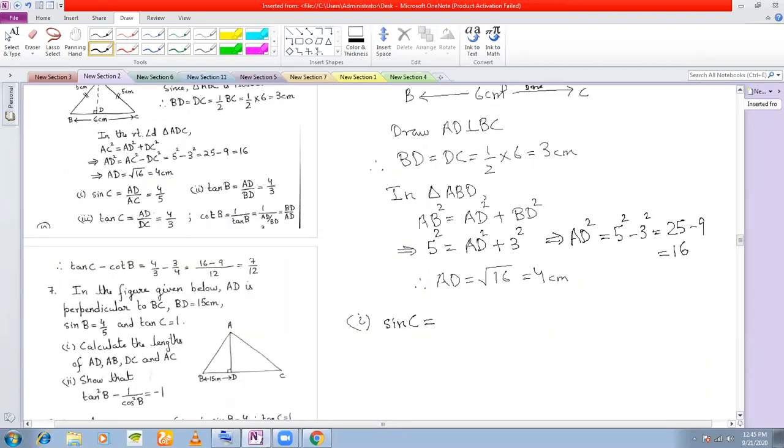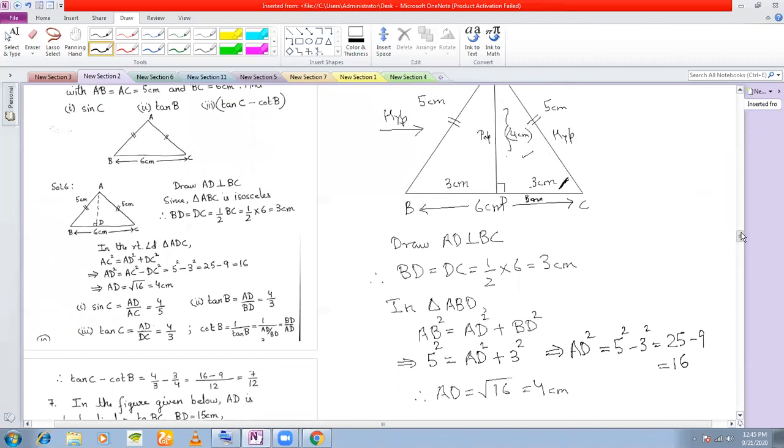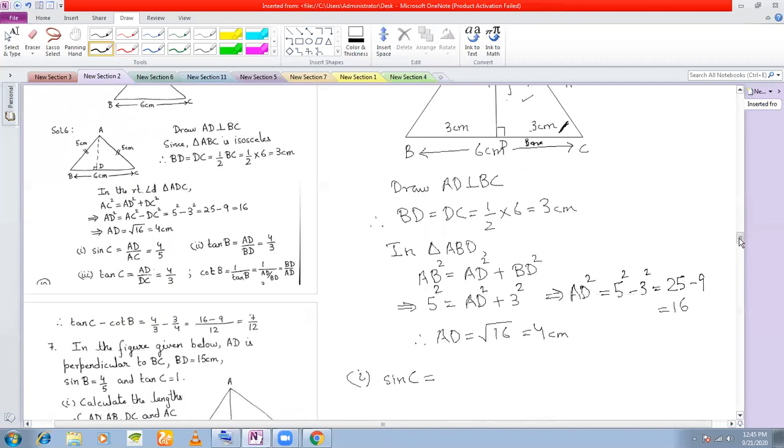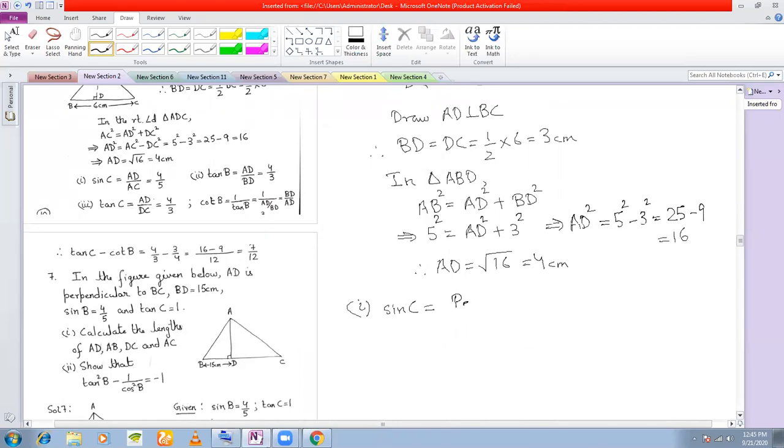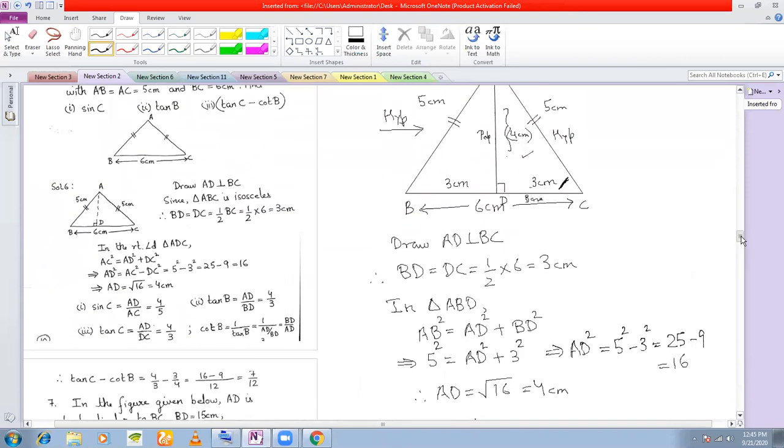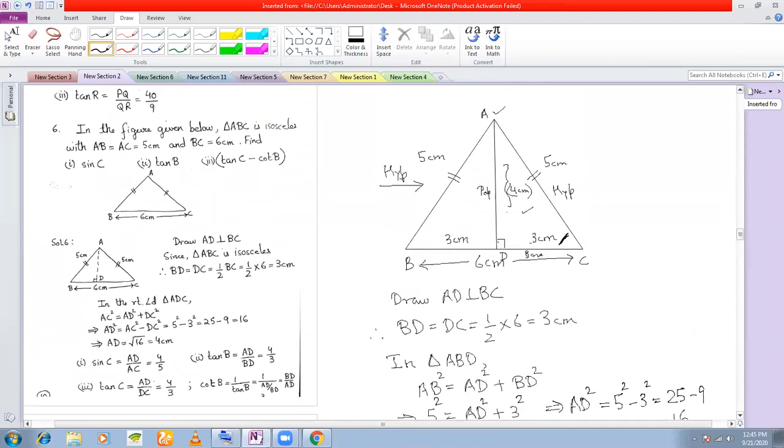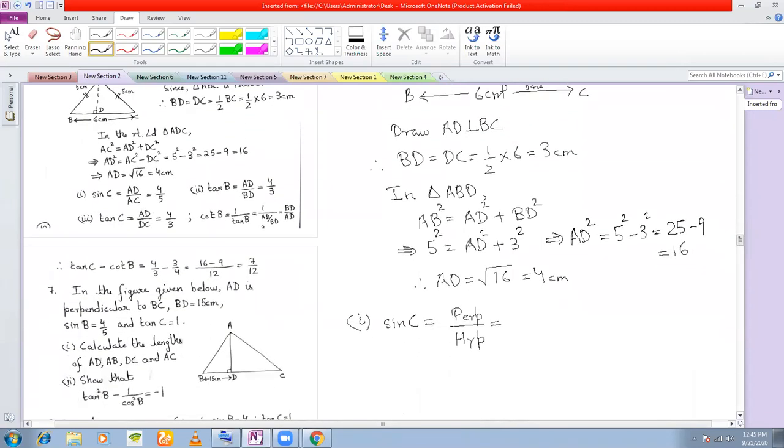Sine C is perpendicular by hypotenuse. And what is the perpendicular in this case? As I have written, the perpendicular for C is AD and the hypotenuse is AC. So it is equal to AD by AC. We have found out the length of AD as 4 centimeters and AC, the hypotenuse, we know as 5 centimeters. So sine C is 4 by 5.